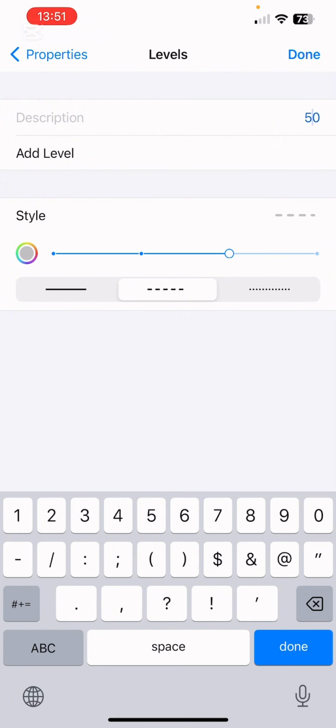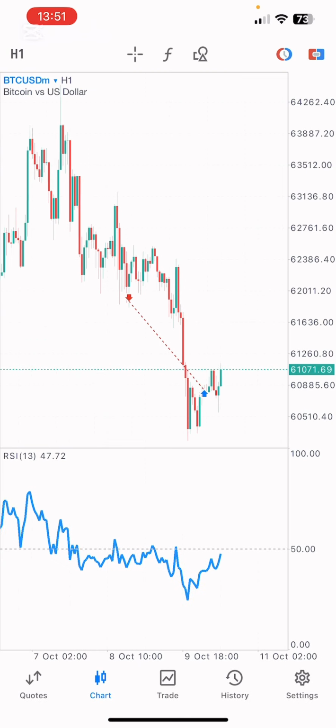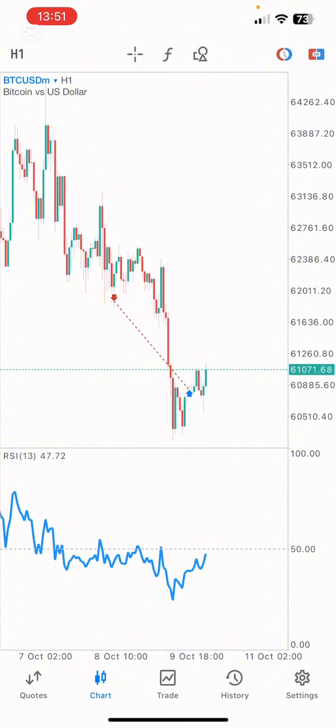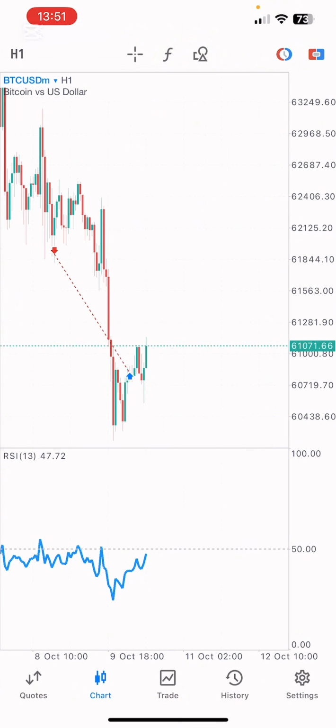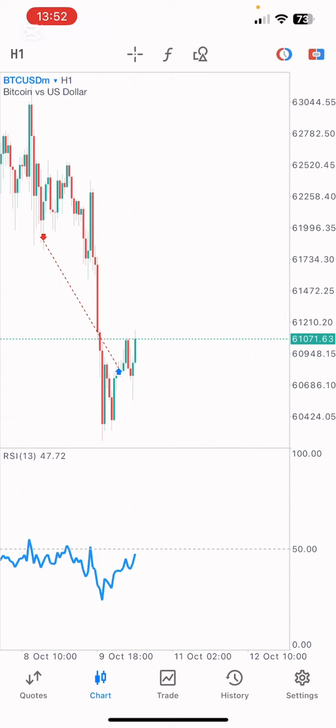When it comes to the pixel, you just drag this. Hope you are grabbing this stuff. You just grab this, then you go back, then the style, you just increase this. Make sure you select this line here, not these broken lines, after which you tap done. So this is what we have done. This is the RSI, the relative strength index.